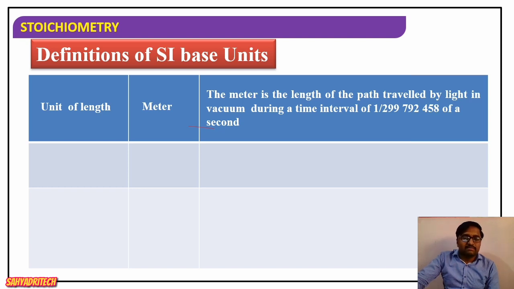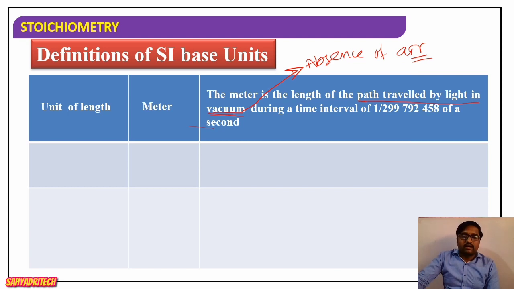Please remember how we are going to define this base unit. The meter is the length of path traveled by light in vacuum. So please recall this. We know the meaning of vacuum. Vacuum means the absence of air. Absence of air or any material particle is considered a vacuum.